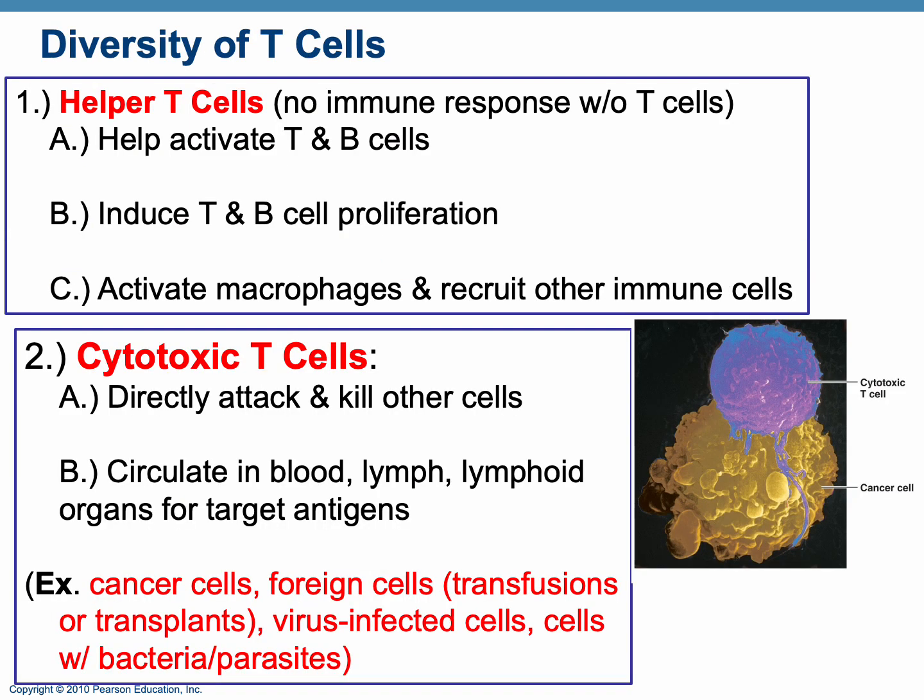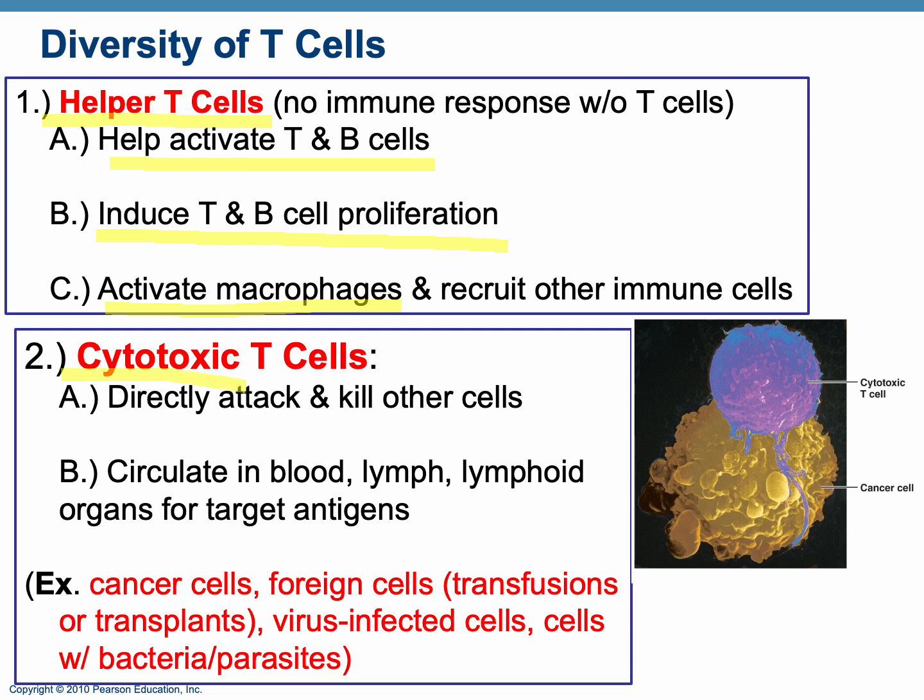All right, so the two major cells that are formed. Helper T cells we'll look at first. So helper T cells, again, they evolve from CD4 cells, and they play a role. They can help activate T and B cells. They can also induce T and B cell proliferation, so they can assist with an increase in the number of these lymphocytes. And they even can activate macrophages and recruit other immune cells, which can assist, of course, because they can undergo phagocytosis of a lot of these foreign invaders.